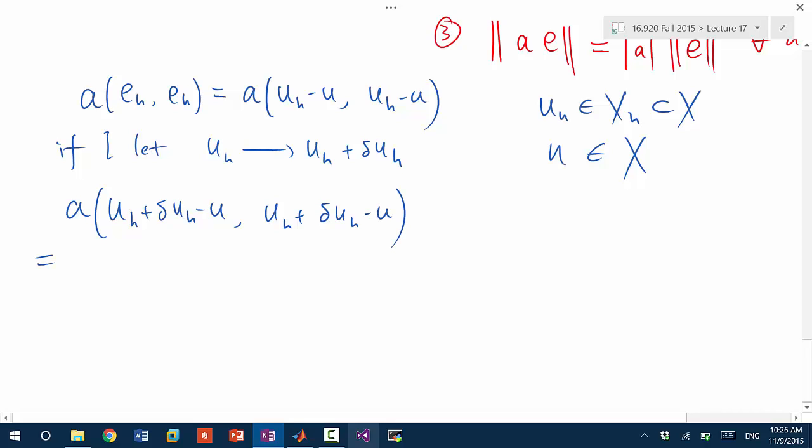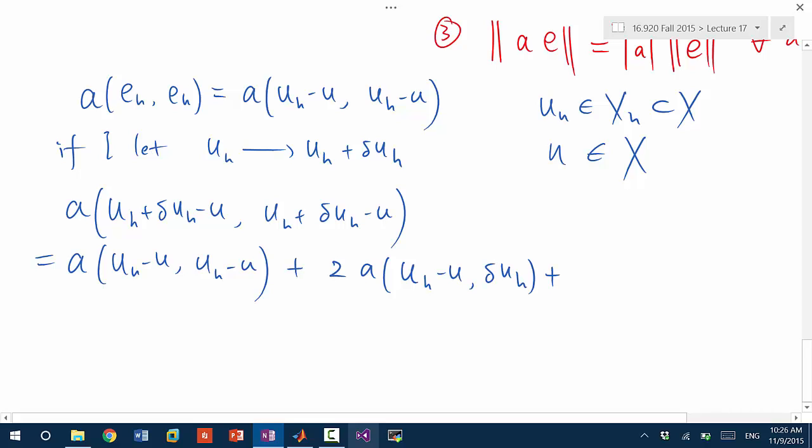So I can get 3 terms out of this. One is A of UH minus U, UH minus U. And the second term is 2 times A of UH minus U and delta UH. And the third term is A of delta UH, delta UH. Right? This is again like the same expansion I was trying to do before, but instead of UH and U, I'm doing this with respect to UH minus U and delta UH.